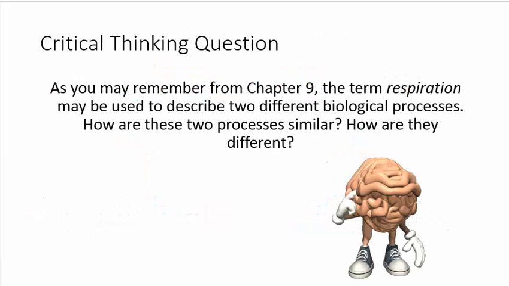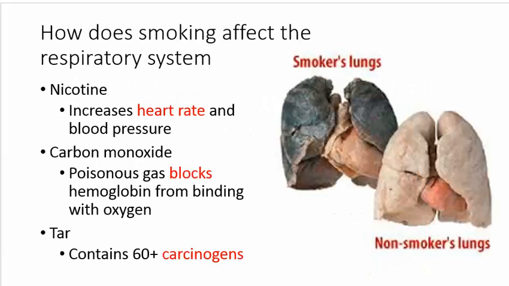As you remember from chapter 9, the term respiration may be used to describe two different processes. How are they similar and how are they different? Well, they both involve the use of carbon dioxide and oxygen. The difference is one is at the cellular level and one is at the organ level. So one involves your lungs and the heart, and the other one involves inside the cell itself.